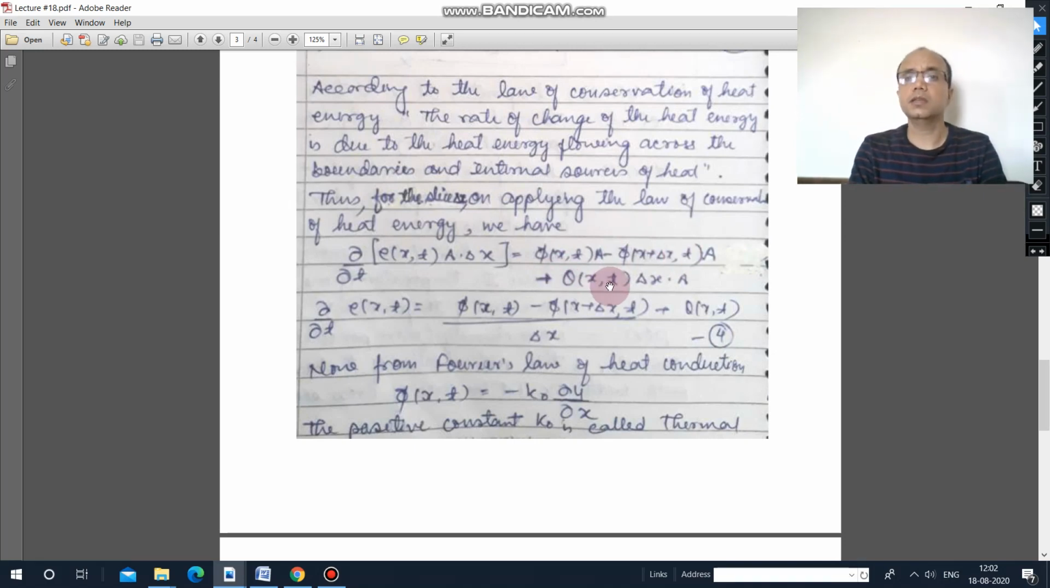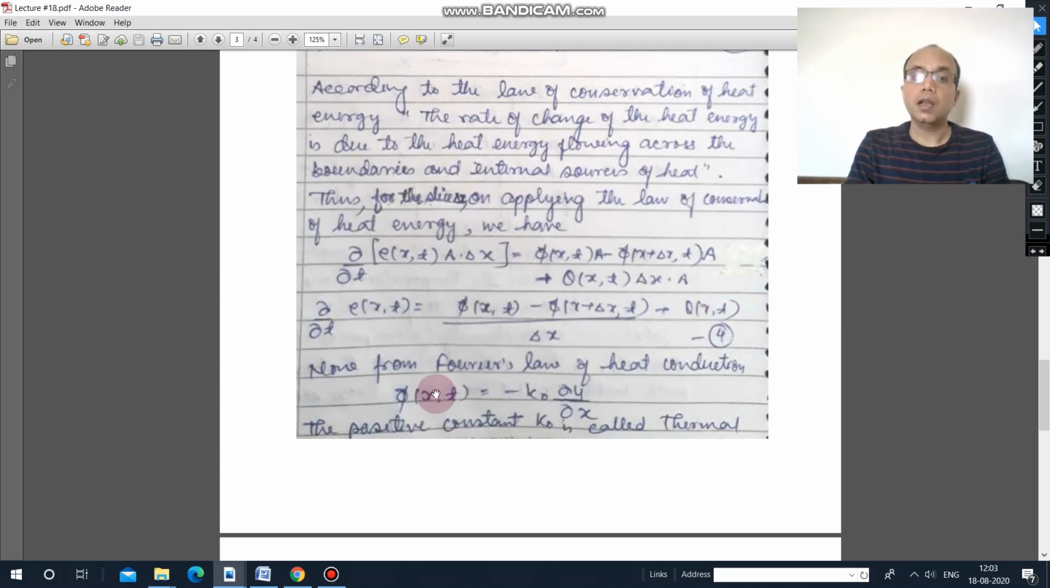Plus Q(x,t). This is the energy generated by some internal source. Clear? And this delta x A is the volume. So this will give you the total internal energy generated by this volume. Clear? So look at this. If you divide it by delta x and A, the left hand side will be del by del t of e(x,t), because A and delta x are constant for this. So A will cancel out from each place. So this will become phi(x,t) minus phi(x plus delta x, t) by delta x, plus Q(x,t).